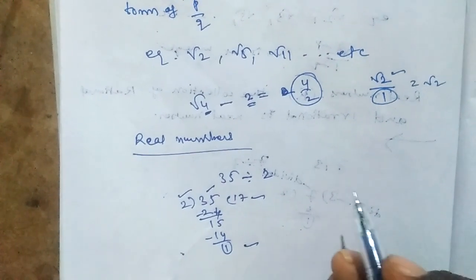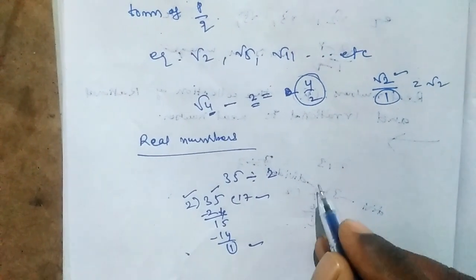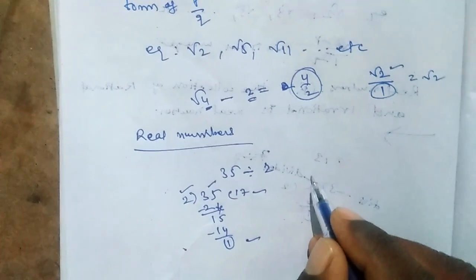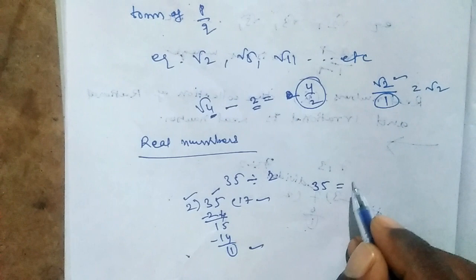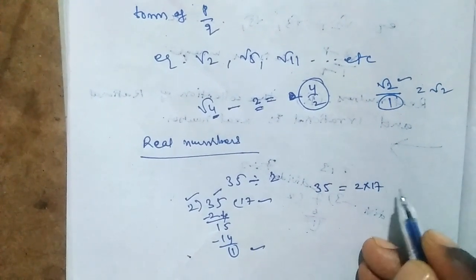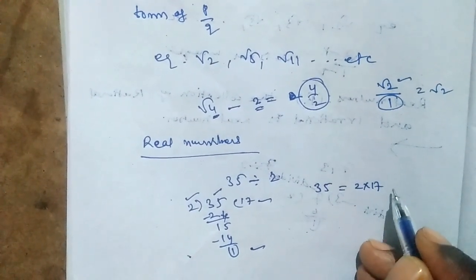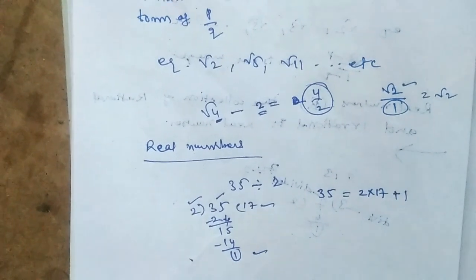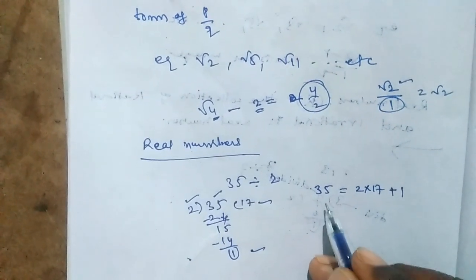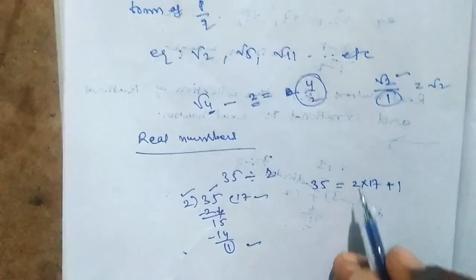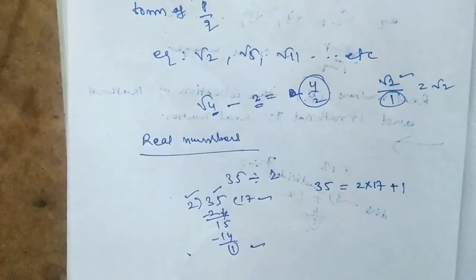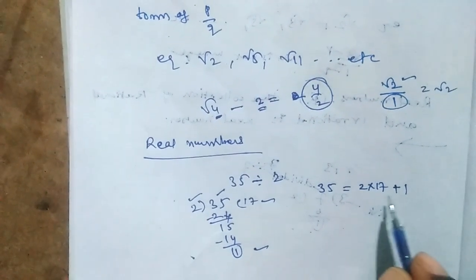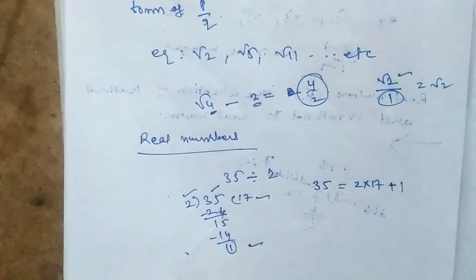I can express this situation in another way. How can I get the 35? I can write like this: 35 is equal to 2 into 17. 2 17s are 34, plus 1, which is the remainder. So 35 is 2 17s, which is 34, plus 1 remainder.